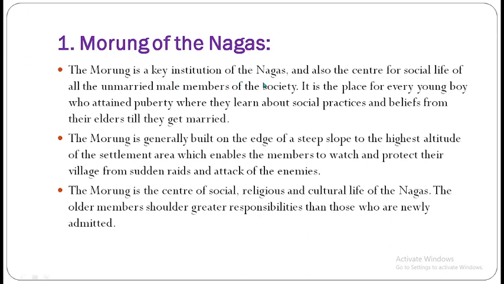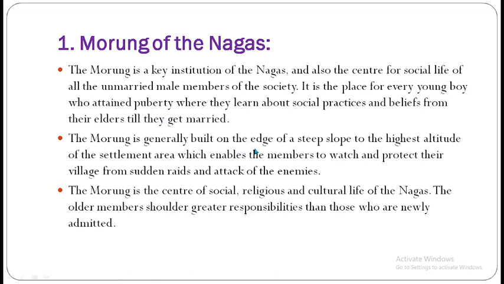The Murum is a key institution of the Nagas and also the center of social life of all the unmarried male members of the society. It is the place for every young boy who attains puberty, where they learn about social practices and beliefs from their elders till they get married. Every young boy has to become part of the Murum, and they should learn customs, traditions, social values, religious values, and they will continue to stay in the Murum or bachelor's dormitory till they get married.